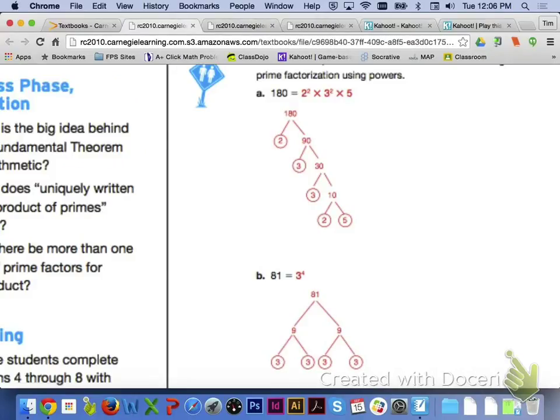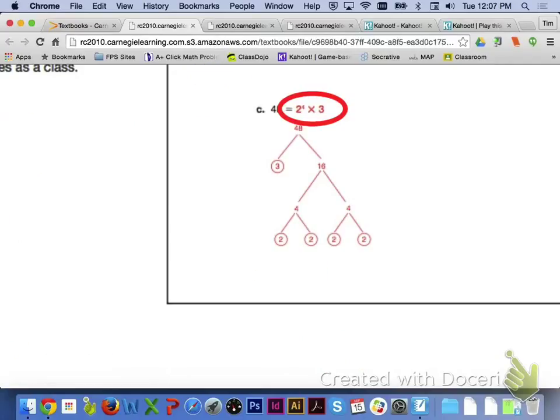If we take a look at letter A, the prime factorization for 180 should be 2 squared times 3 squared times 5, and for letter B, we should have 3 to the 4th power. That is the prime factorization for 81. For letter C, for the number 48, we should have 2 to the 4th power times 3.